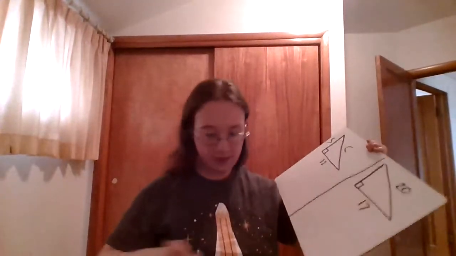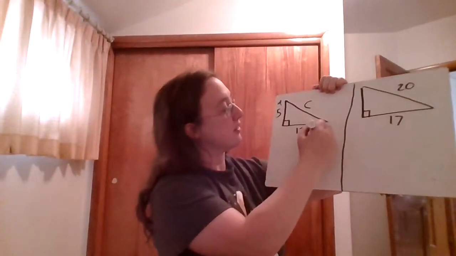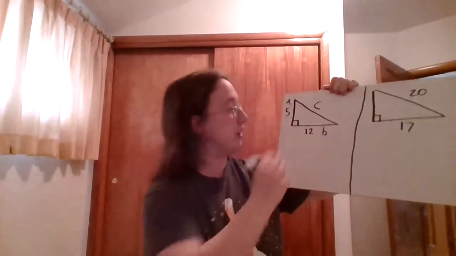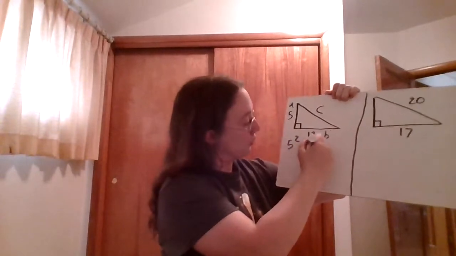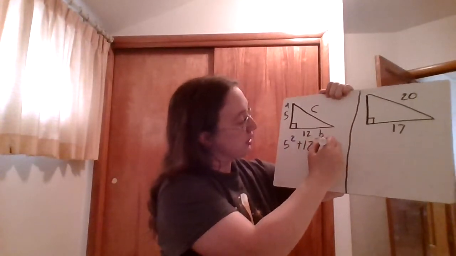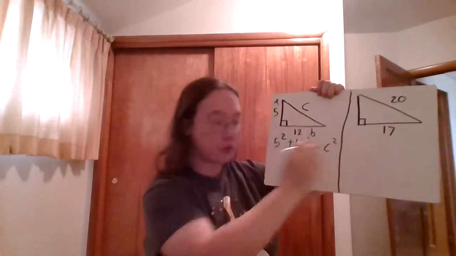Actually, I'm going to use a different color here. Oops. So I'm going to call this A and B, and we're going to plug those in. So we're going to say 5 squared instead of A squared plus 12 squared instead of B squared equals C squared. So A squared, B squared, C squared.